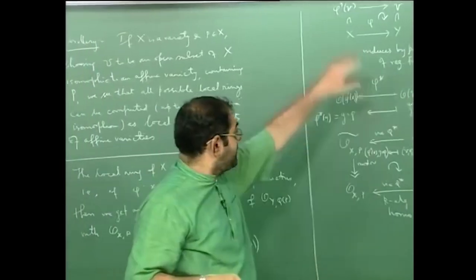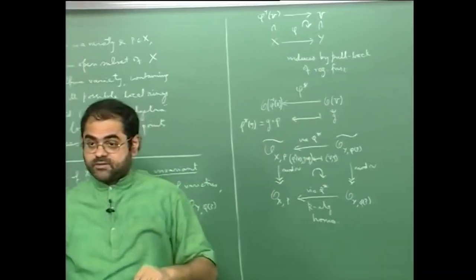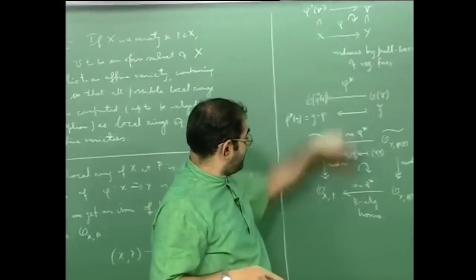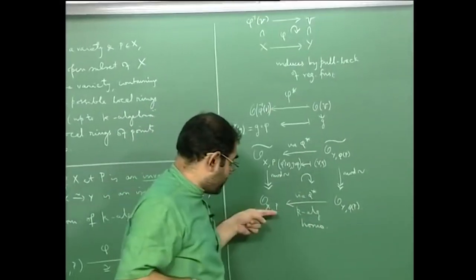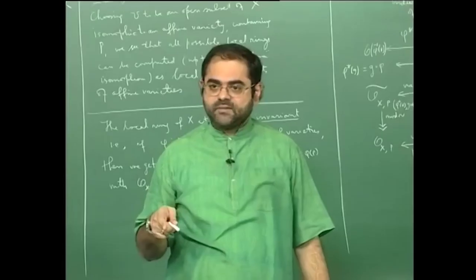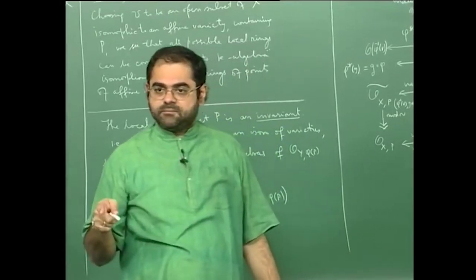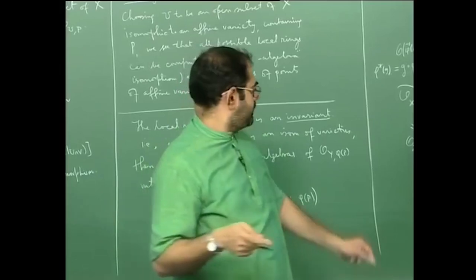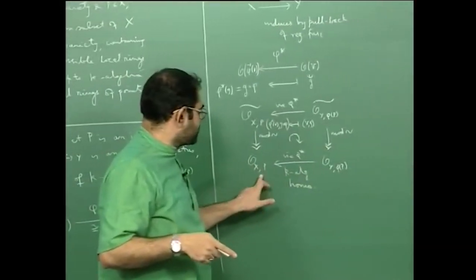Whatever I have written here for phi, I can also write for phi inverse, because I know phi is an isomorphism. So I will get a map like this, and then you can check that these two maps are inverses of each other, and therefore that will give you an isomorphism of this with this.